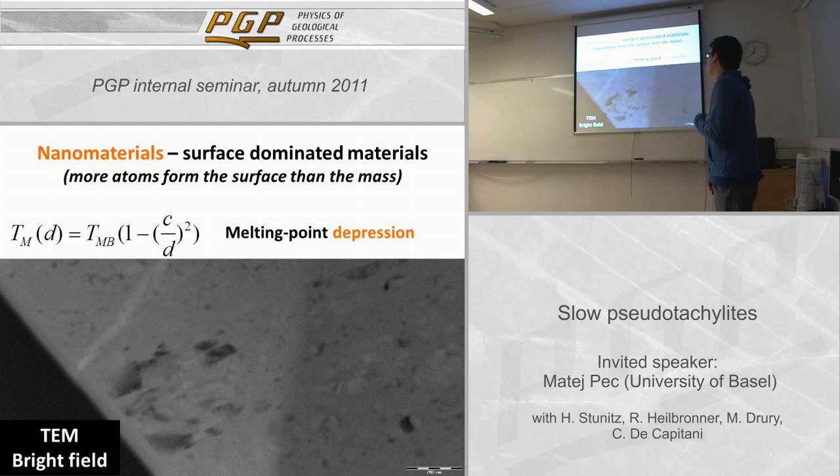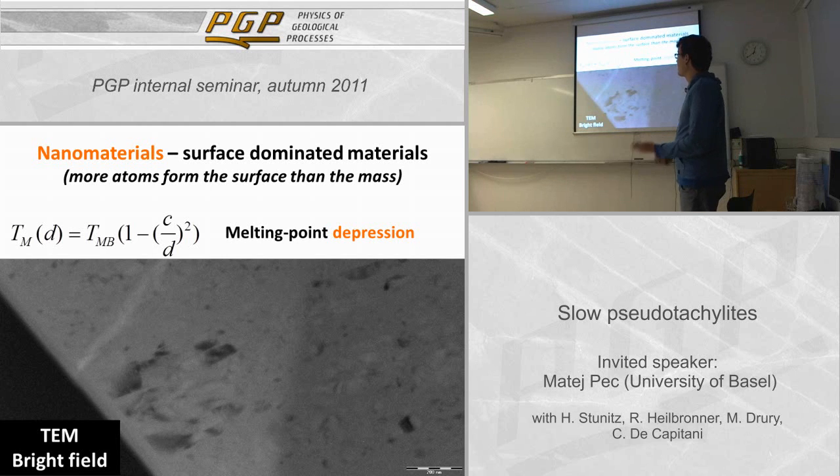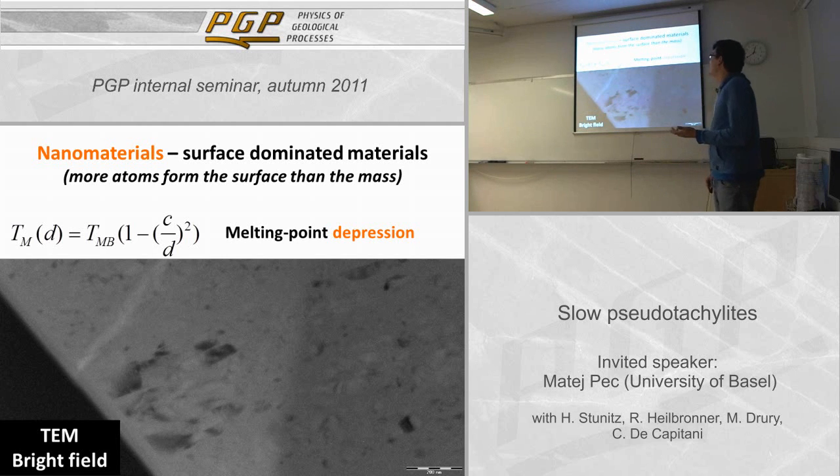Now just to make a point here, basically this material is on the grain size of 10 nanometers, so it fulfills the criterion to be called a nanomaterial. And nanomaterials have many interesting features, because they are surface-dominated materials. So the atoms that constitute the surface are way more abundant than the atoms that constitute the mass. And this is very well studied in the semiconductor industry.